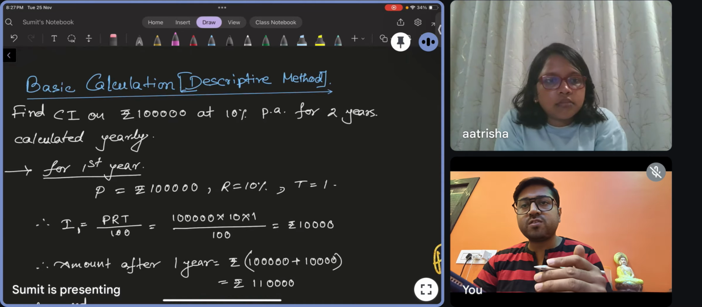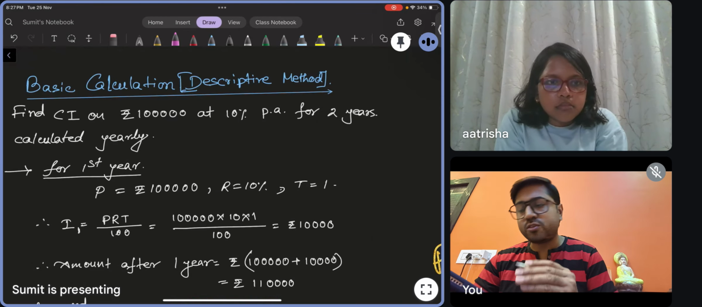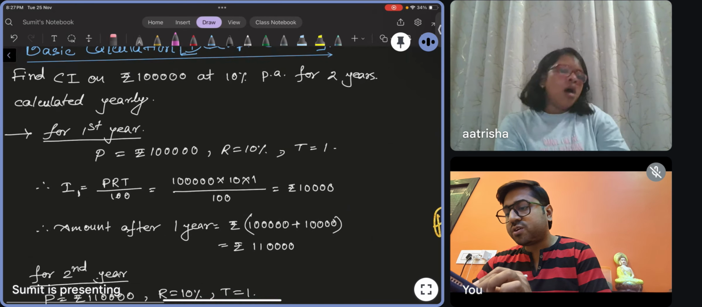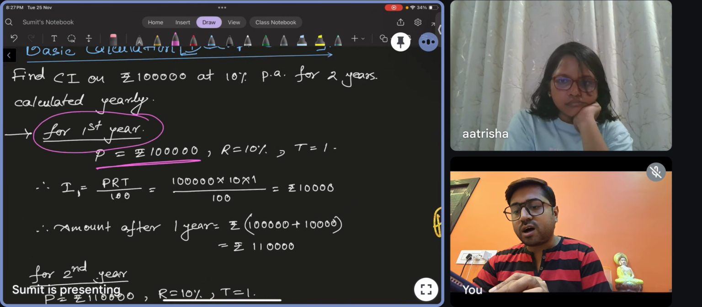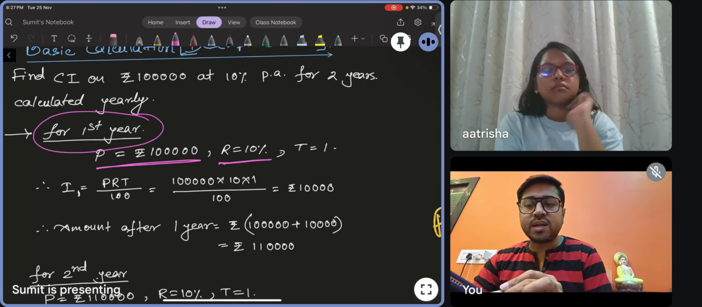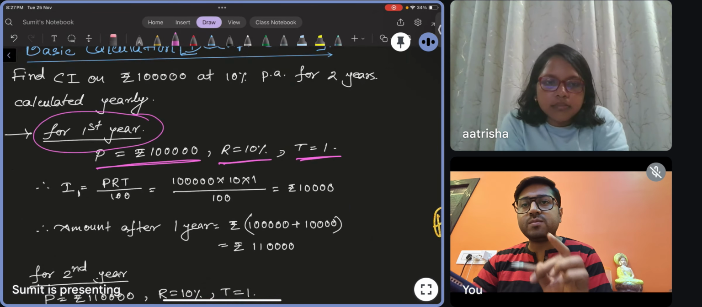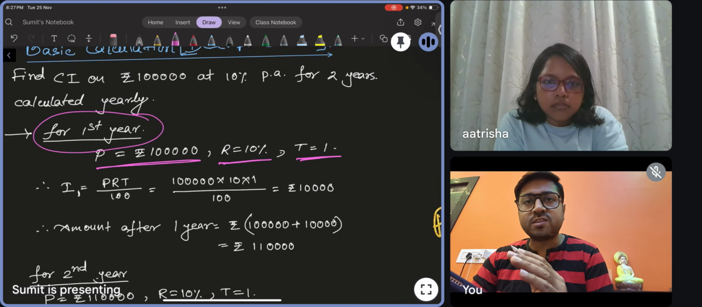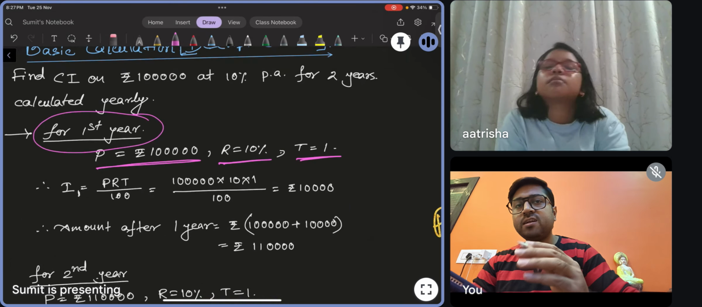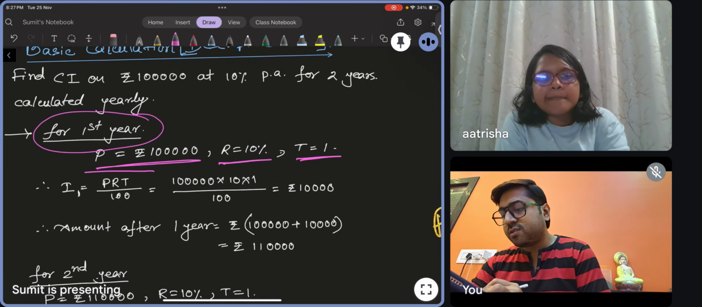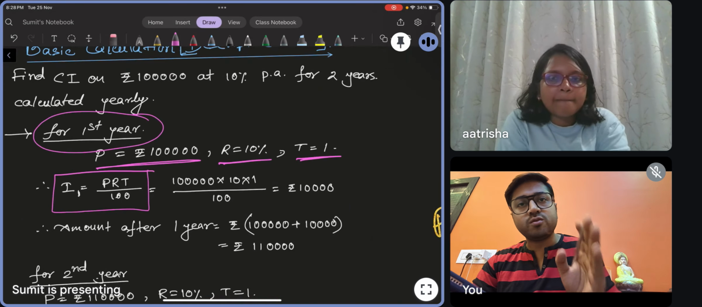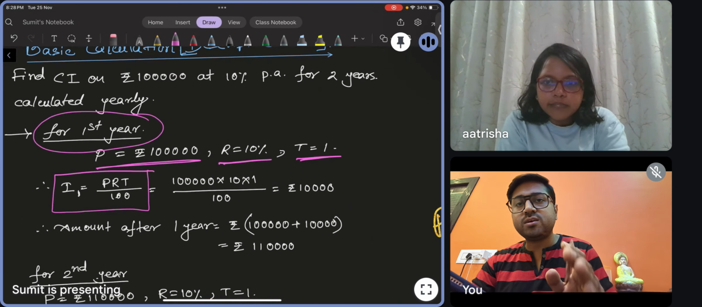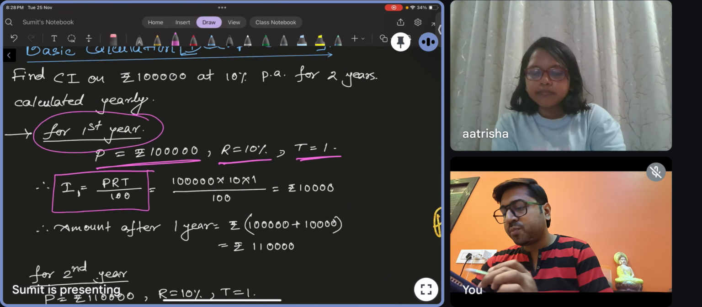Now, how to approach the sum, how to frame the sum, that you have to see. What will you write for the first 1 year? Principal is this, rate is 10% and time is 1 year. Why is time 1? Because it is for the first year. Correct. And remember this, we always use the formula for SI to calculate the interest. Our normal SI formula we will use to calculate how much interest you will pay.